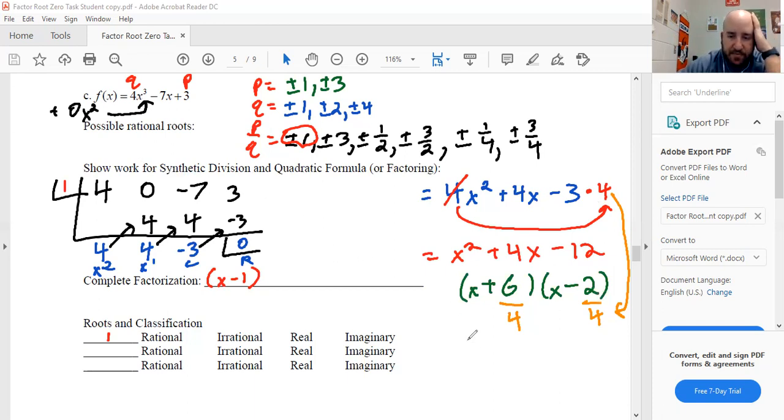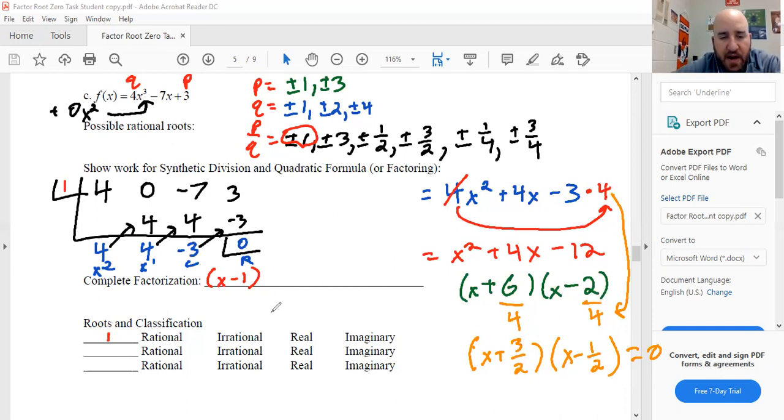So I got to simplify these. 6/4 simplifies to 3/2. 2/4 simplifies to 1/2. So there's that. The catch here is this is actually what's going to give me my roots, which I'm going to talk about in a second. But these are not going to be my final factors.